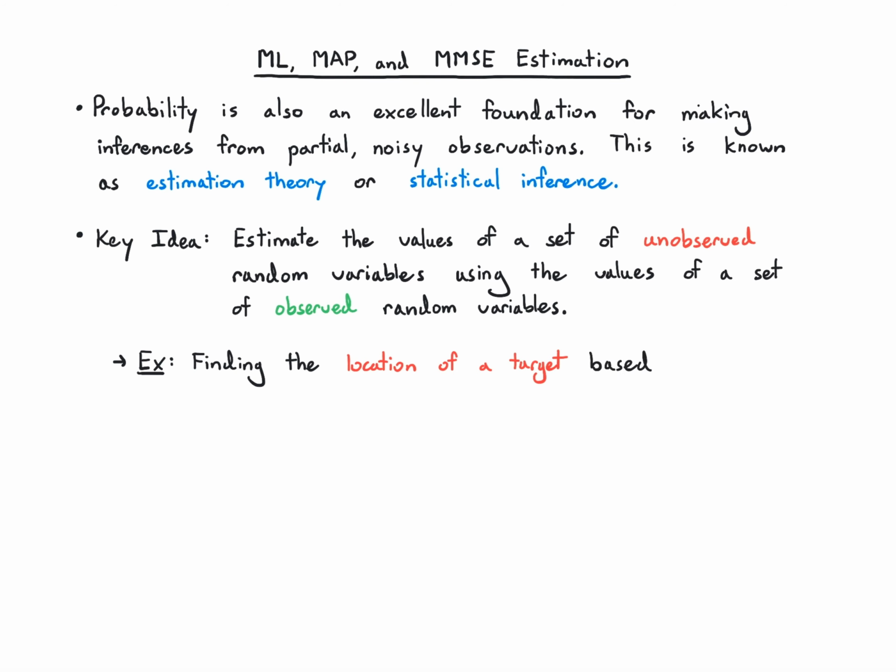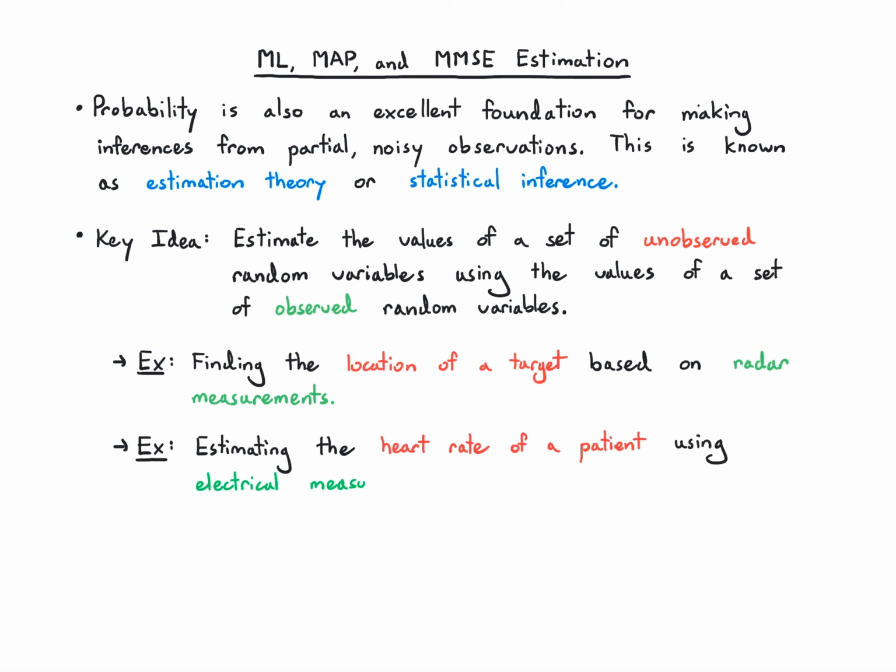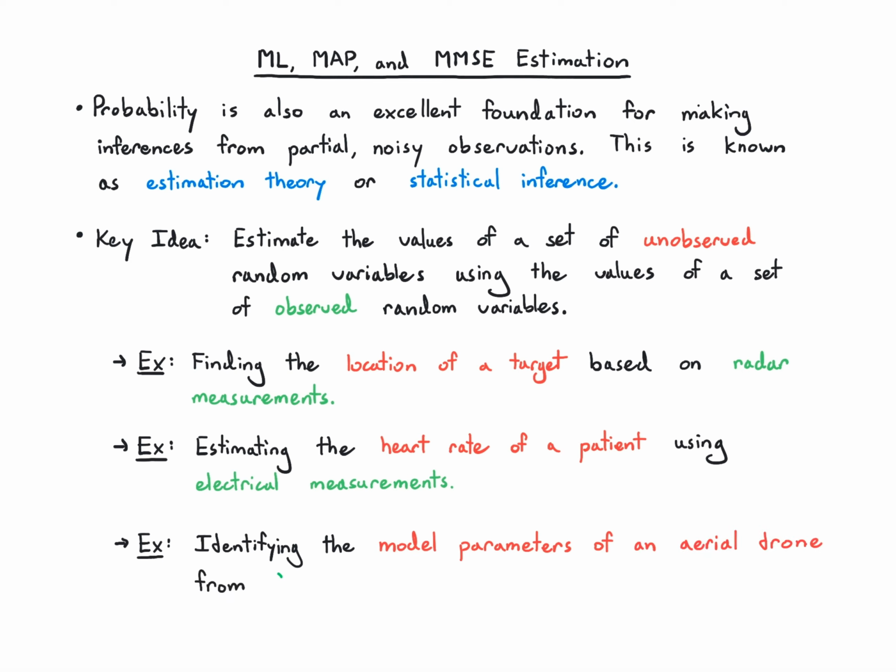So one example might be that you're trying to find the location of a target based on some radar measurements. Another might be trying to estimate the heart rate of a patient after you've made some electrical measurements, right? So you've maybe hooked them up to some kind of EEG. And another might be you're trying to identify the model parameters of an aerial drone, right? So you're trying to come up with a good model for this vehicle based on some flight test data. So these are all engineering applications where estimation plays an important role.